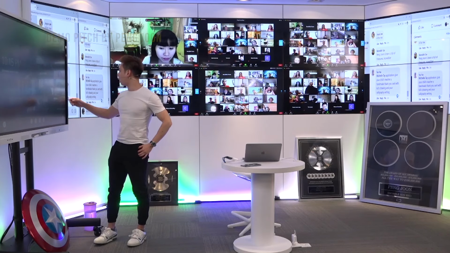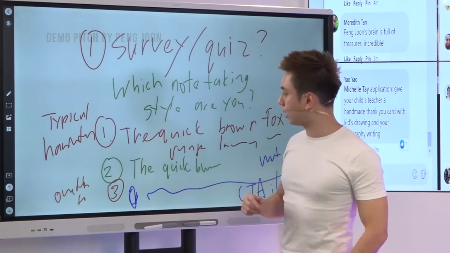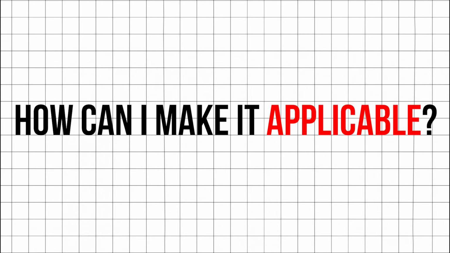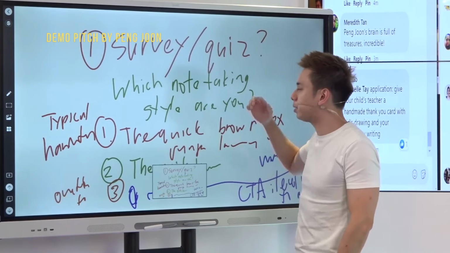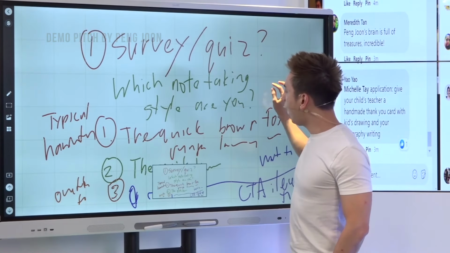Okay, so here's what I would like you to think about in your market, each one of you: how can I make it applicable? Sometimes it's hard for a person to see how that might look.